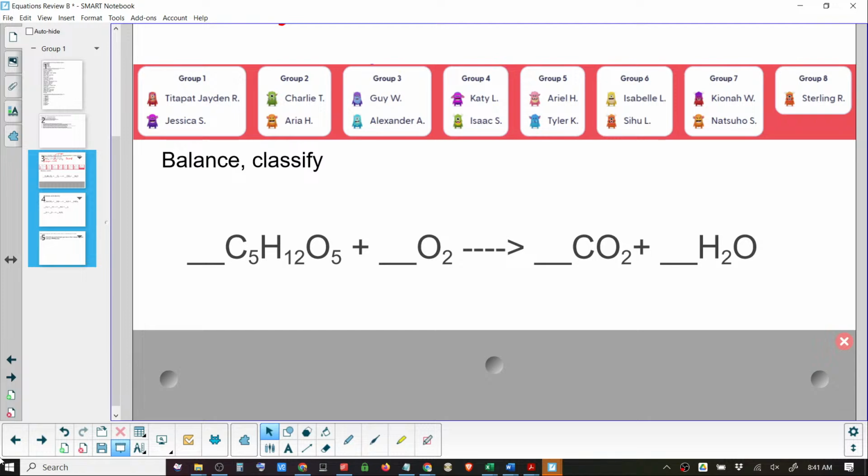C5H12O5 plus O2 goes to CO2 and H2O. C5H12O5 is most likely fructose. Okay. Ooh, clean. So 5 out of 5.